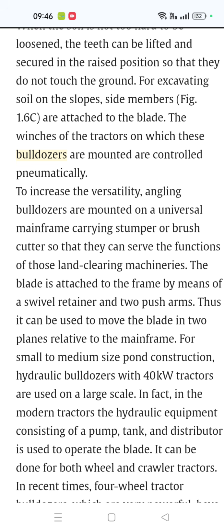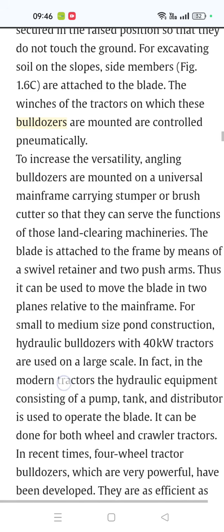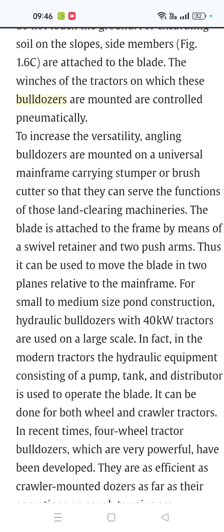The winch of the tractor on which the bulldozer is mounted is controlled pneumatically to increase versatility. The bulldozer can also be mounted on a universal mainframe, carrying a stamper or brush cutter so that it can perform the function of land clearing machinery.